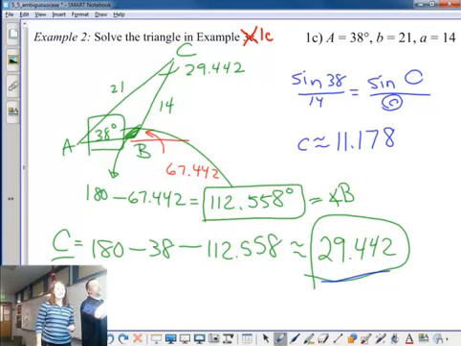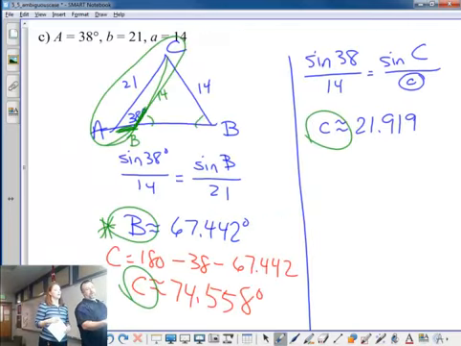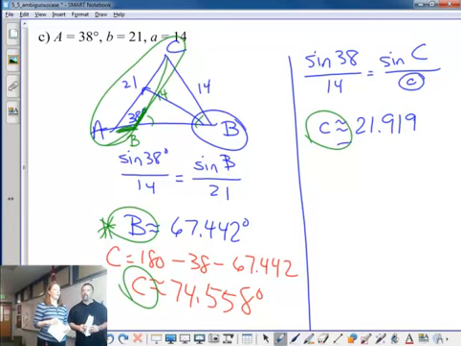Remember, in geometry, there was a theorem that said that the smallest side is going to be across from the smallest angle, and the biggest side will be across from the biggest angle. Our smallest angle was 29.442, and it was opposite 11.178. Correct. And if angle B was the obtuse angle, it's across from the 21. But over here, our smallest angle was B, which is acute, and so its smallest side was 21, which makes sense because C was a little bit longer than 21.919.